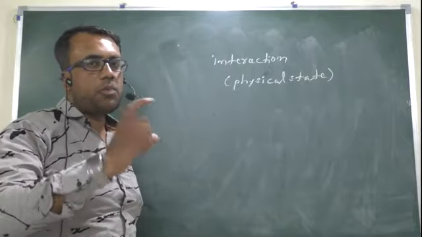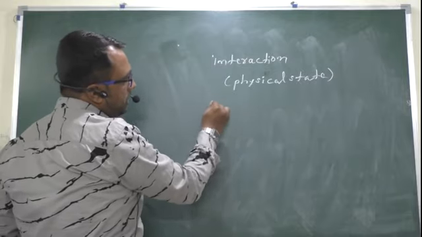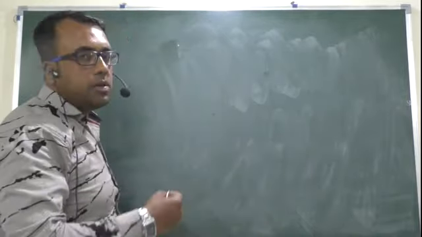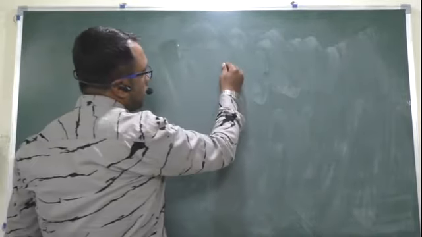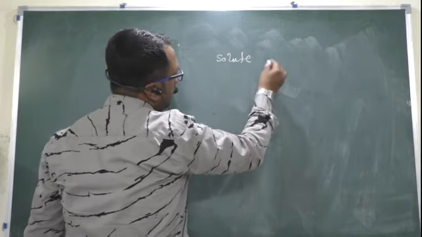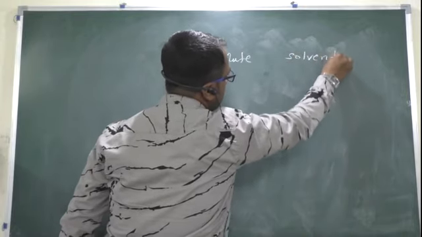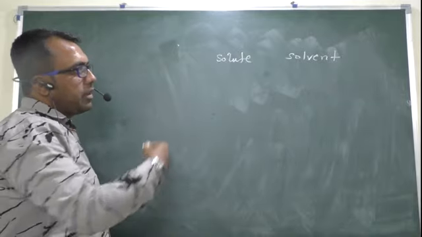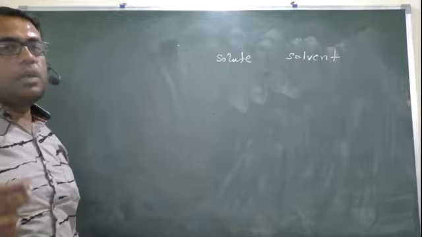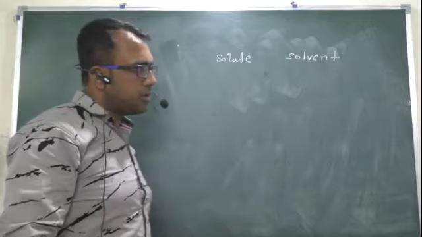states of the solvent-solute pair. According to this criteria, there are 9 types of different solutions which we can represent on the board in a tabular form. Here you could take the physical state of solute, and here the physical state of solvent. We could make one more column for examples of such type of solution. This is on the basis of interaction. Here we will have 9 types of solutions based on the interaction or the physical state of solvent and solute.